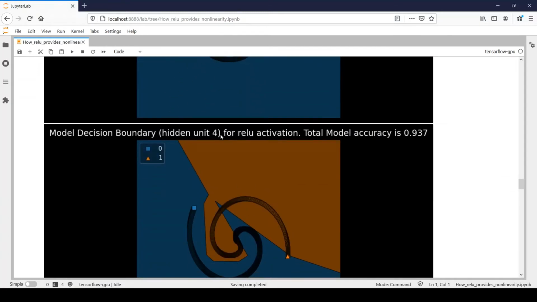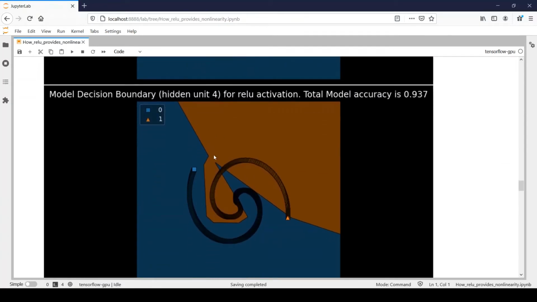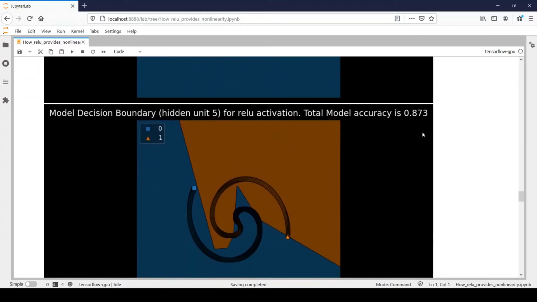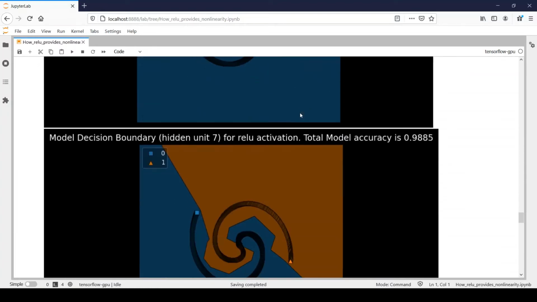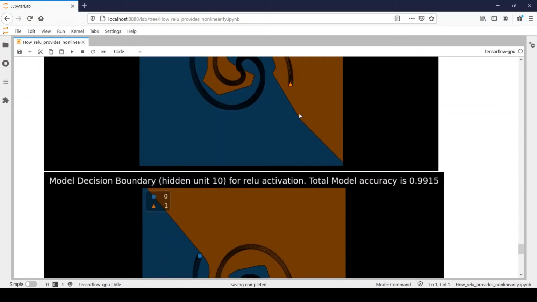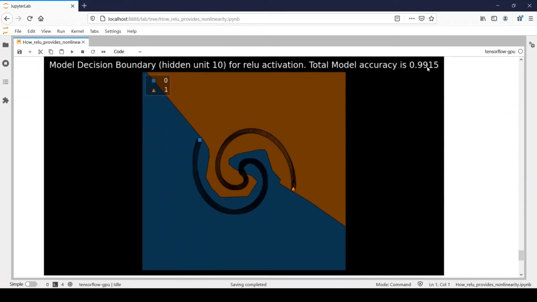Once we have the number of hidden units as 4, you can see that it has built a very complex decision boundary for separating the two data classes, right? We'll keep increasing the number of hidden units, and once it reaches 10, the accuracy of my model has gone up to 99.15, and it has built a very complex decision boundary for separating the two data classes. So in this way, the ReLU activation function provides non-linearity within your deep learning model, and it's used for a wide variety of tasks.